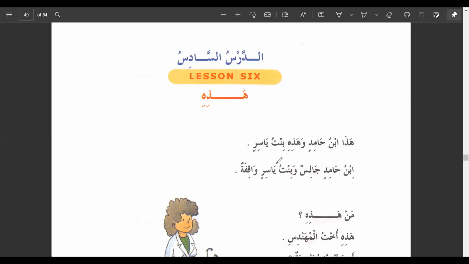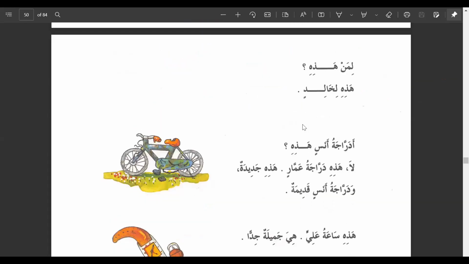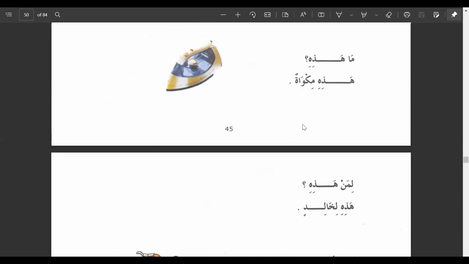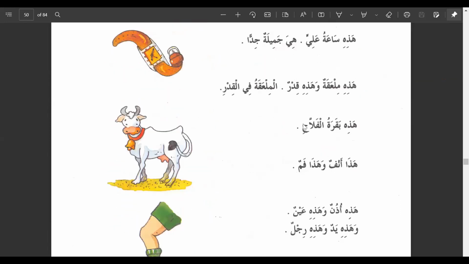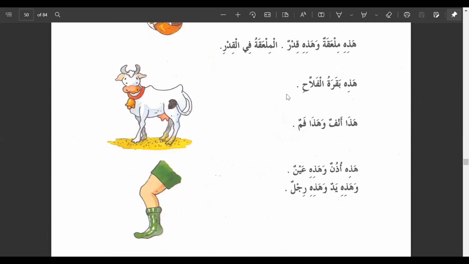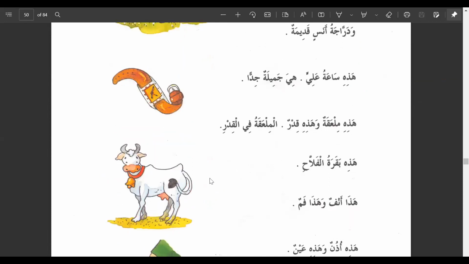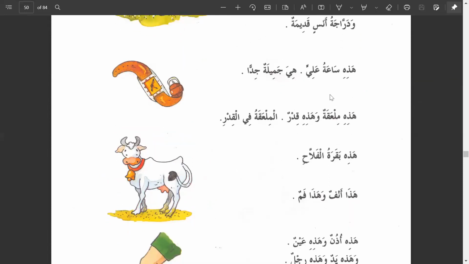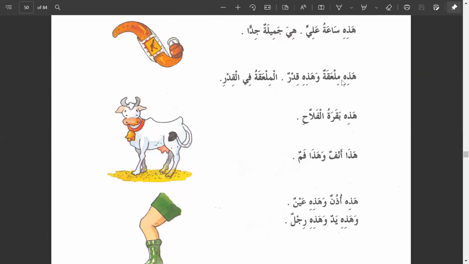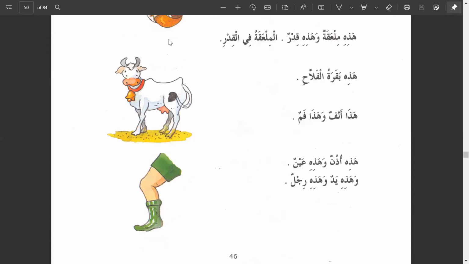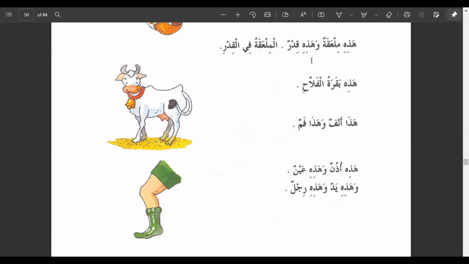Okay, so these are the types of feminine. Let me scroll down and come to the page where we were. We did the first page, second page, and covered these lines quickly. So just to recap those, can you read it from here? Let's read it from here, this line. Athar, can you hear me? Okay. Yeah.